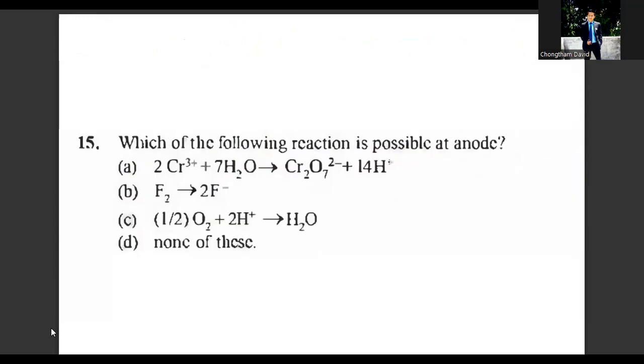Which of the following reactions is possible at the anode? It would be A. This is the answer for question number 15. It's easy because the oxidation state of chromium changes from +3 to +6 by the loss of electrons. At anode, oxidation takes place, right? Moving on to the next question, number 16.